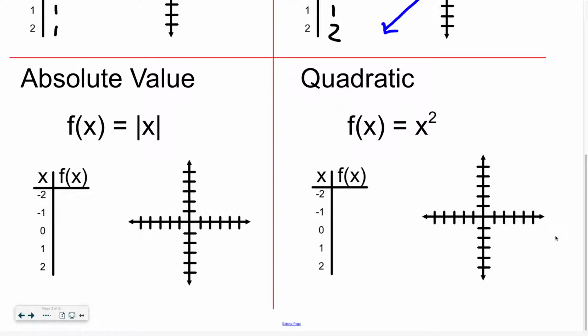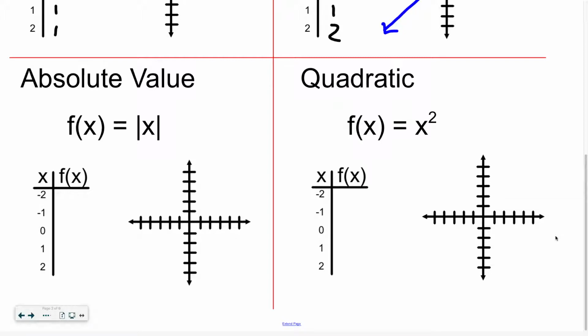Good job, Abby. Remember, x's are left and right, and y's are up and down. I got a slanted line. But that's not a function. Oh, I know, that's what I was thinking. Which one's the absolute value?